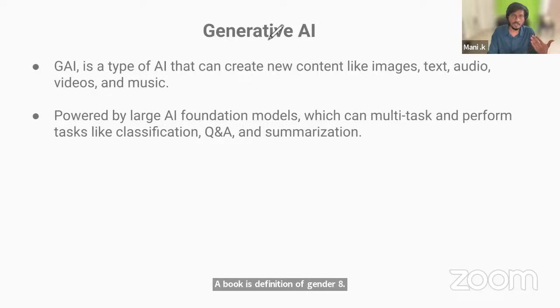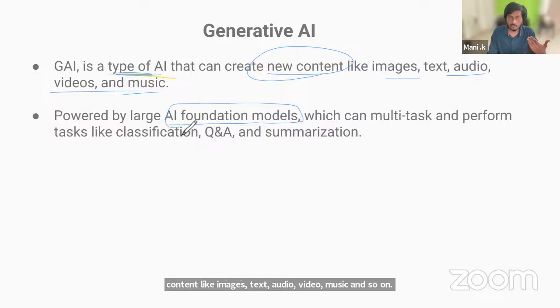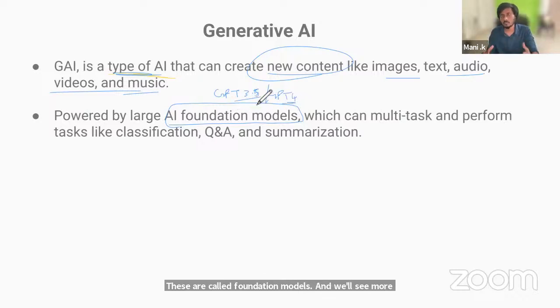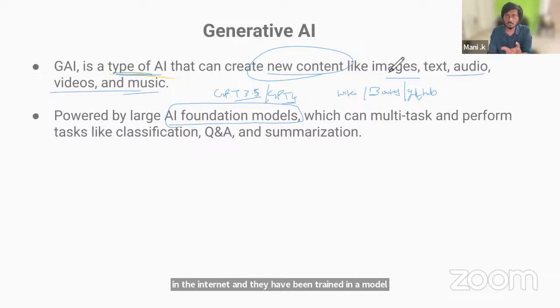Generative AI is a type of AI that can create new content like images, text, audio, video, music, and so on. And it is powered by foundation models. All these models, GPT-3, 3.5, 4, are called foundation models, and we'll see more about what these foundation models are. These foundation models are trained on lots of data sets, lots of internet data from Wikipedia, lots of books, and GitHub code. They have seen the entire data available on the internet, and they have been trained in a manner where they have to predict the next word. So they look at all the words and predict the next word.